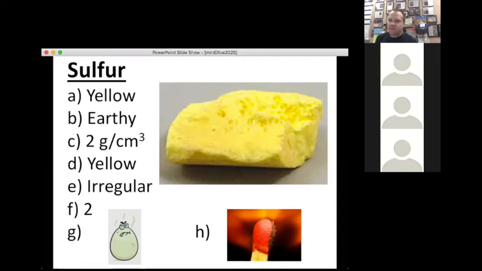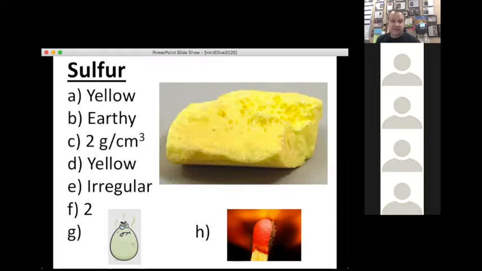Yesterday I gave you 3 minerals that you had to look up. You had to go online and find out their properties, their color, their luster, their streak, special things about them. So I want to go through the answers today. These are the 3 that you had on yesterday's assignment.